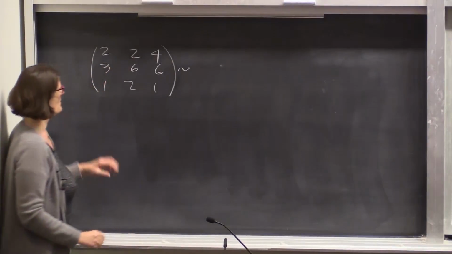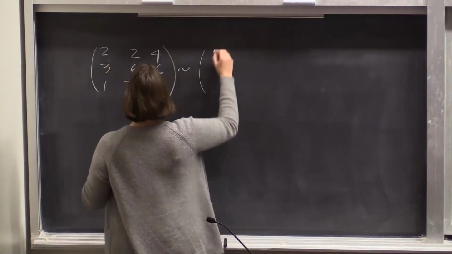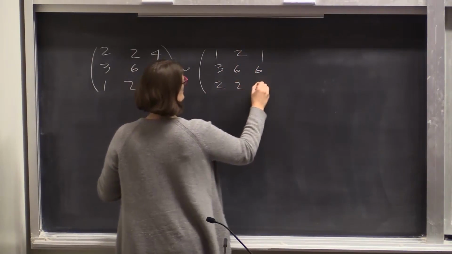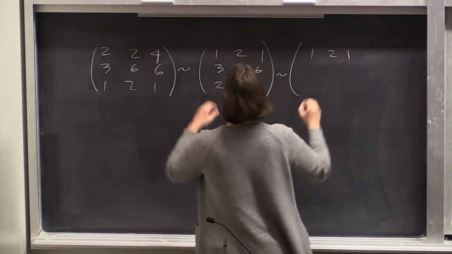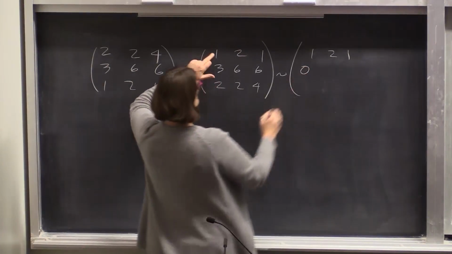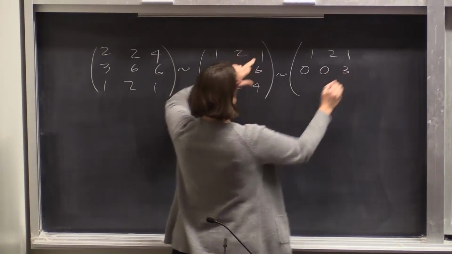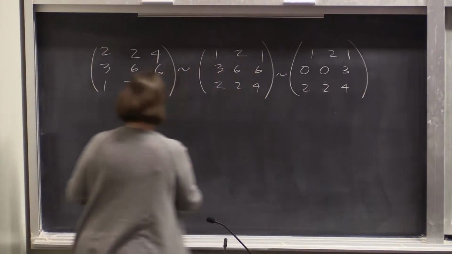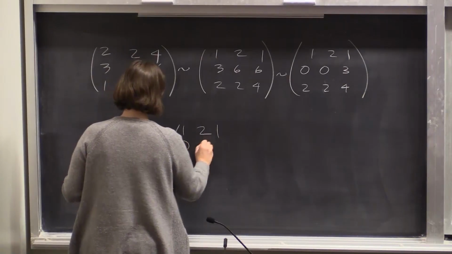Let's do some elementary row operations. So let's swap rows 1 and 3. So 1, 2, 1, 3, 6, 6, 2, 2, 4. This is then row equivalent to 1, 2, 1. Let's use this to knock that out. So this minus 3 of that is 0. This minus 3 of that is 0. This minus 3 of that is 3. 2, 2, 4. So that's going to be row equivalent to 1, 2, 1, 0, 0, 3.